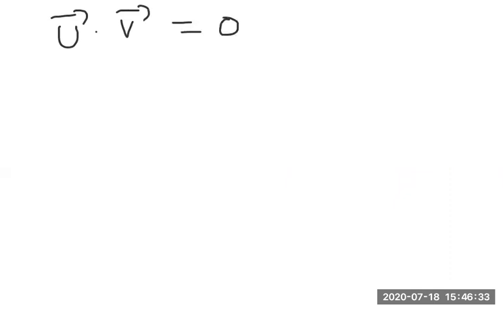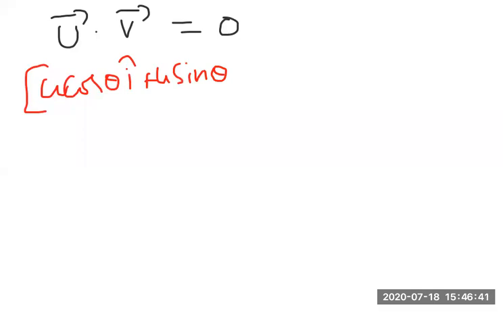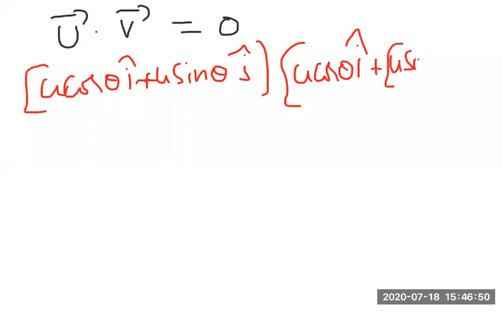I am writing. u bar means u cos theta i cap plus u sin theta j cap. And velocity at any instant means u cos theta i cap plus u sin theta minus gt j cap. This dot product is equal to 0. You know how to handle dot products, we already discussed it in our last session.